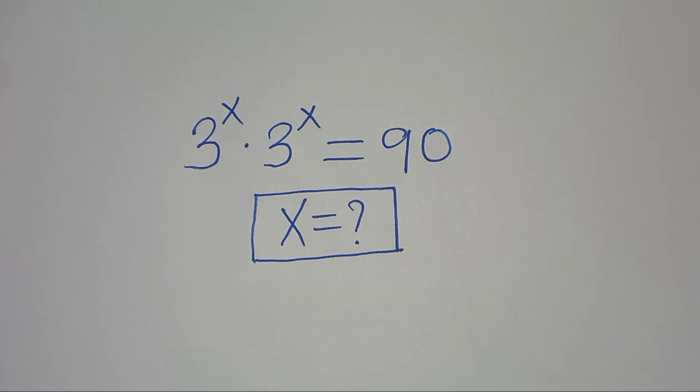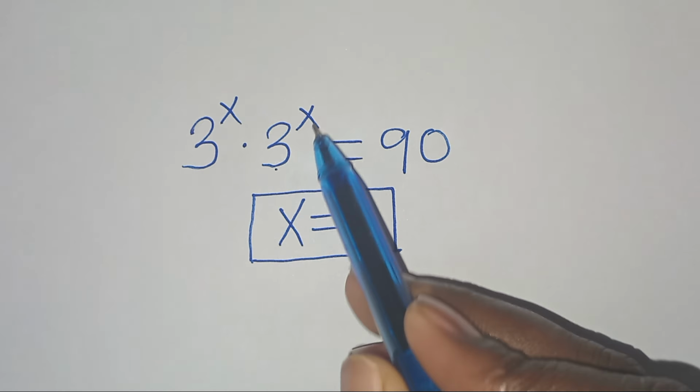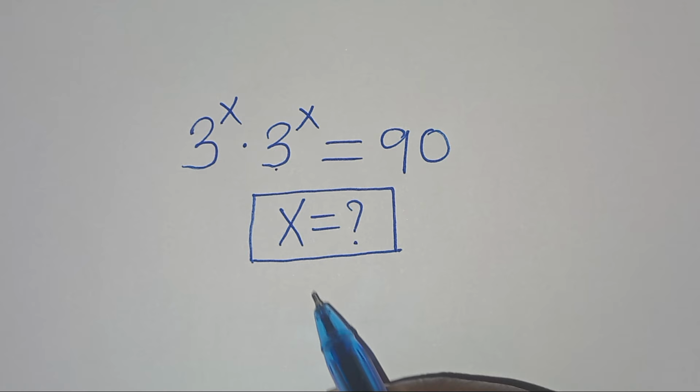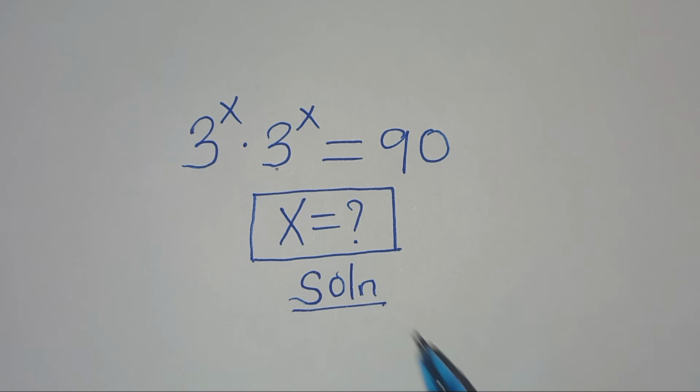Hello everyone, you're welcome to solve this nice exponential equation, which is 3 to the power of x times 3 to the power of x. This is equal to 90, so what is the value of x? Now let's provide a solution from here.